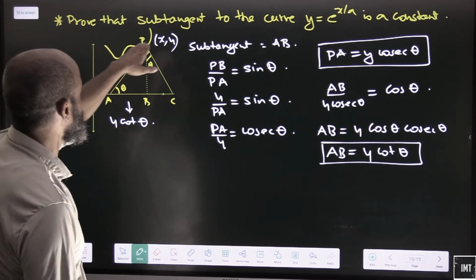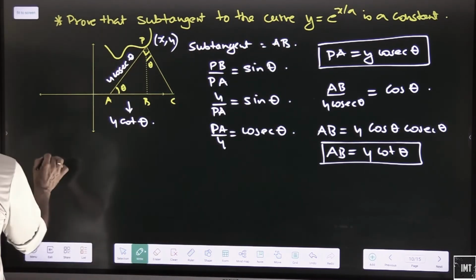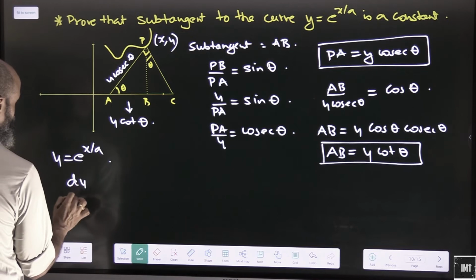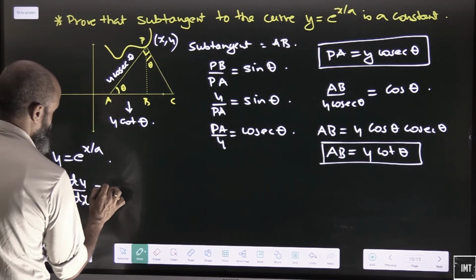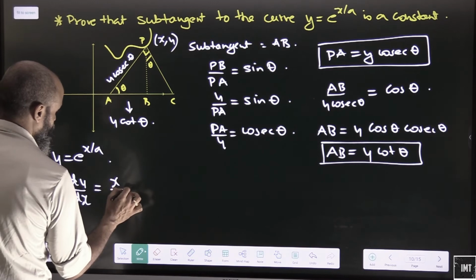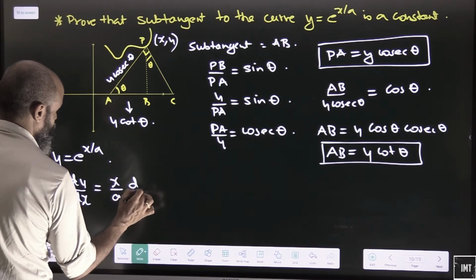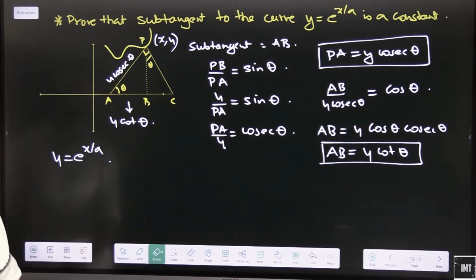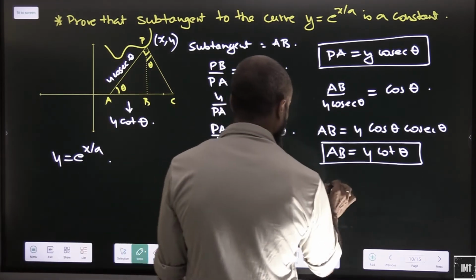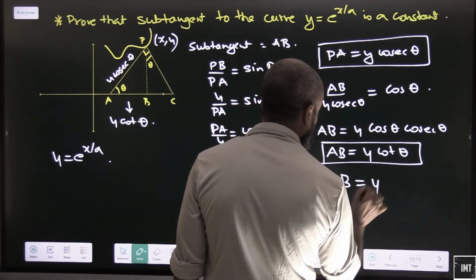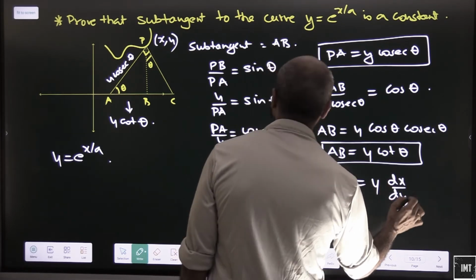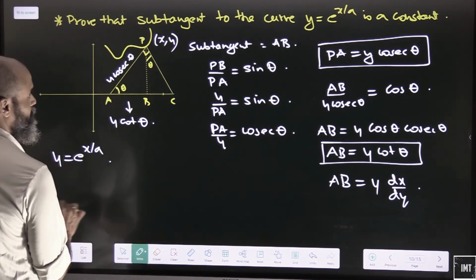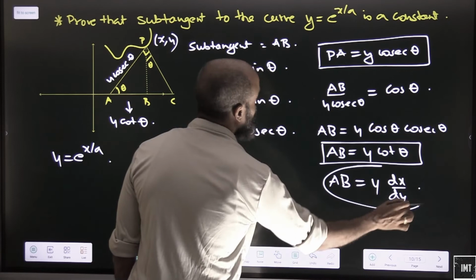So we have to basically find out the length of the subtangent to the curve y is equal to e^(x/a). Cot theta is how much? Let's calculate this here. AB is equal to y of dx by dy, right? So the subtangent is basically y into dx by dy.